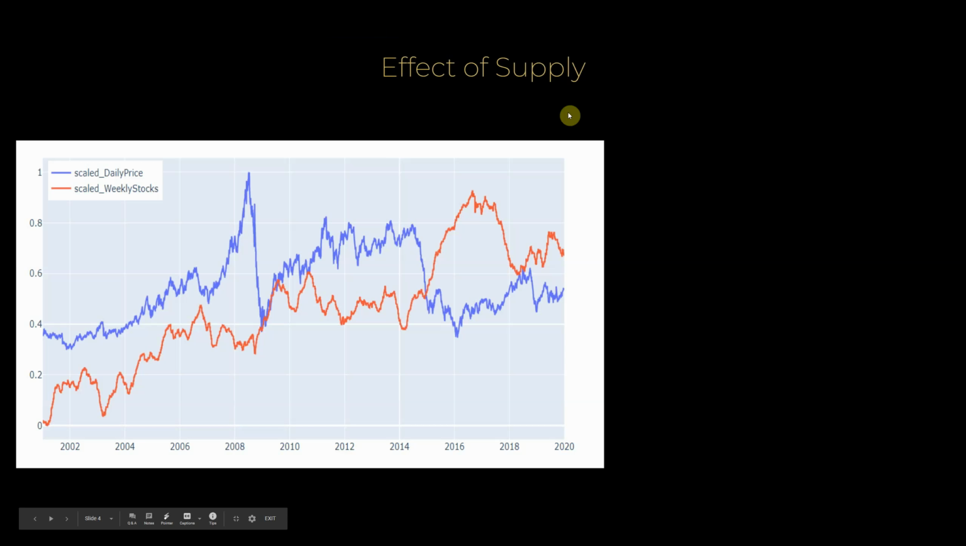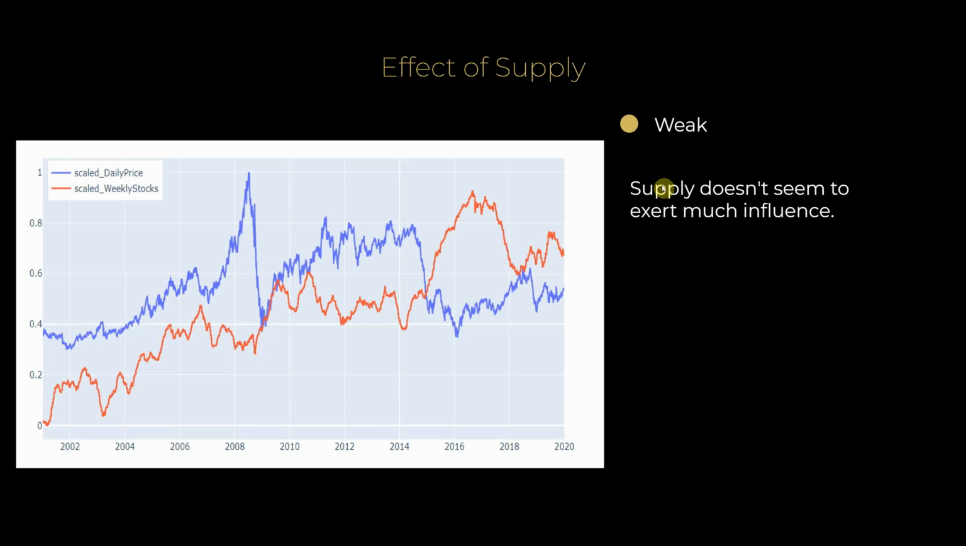The effect of the supply data. There seems to be some correlation, although we would expect it to be inversely related. So when the supply goes up, Economics 101, the price should go down. But then can we mathematically express the effect of one on the other? We can, and it's weak.